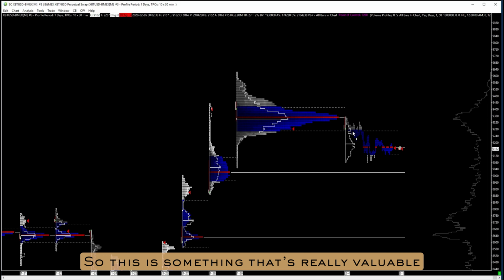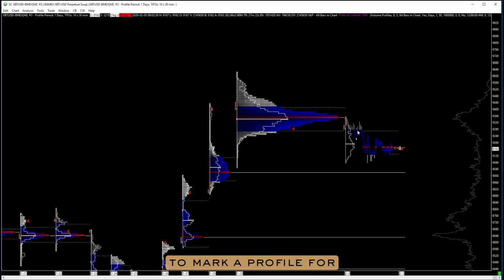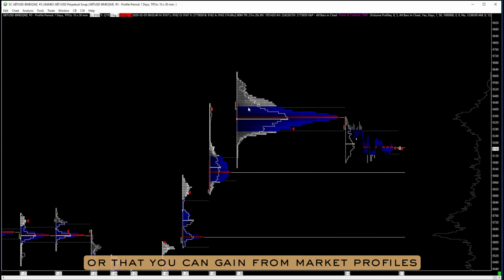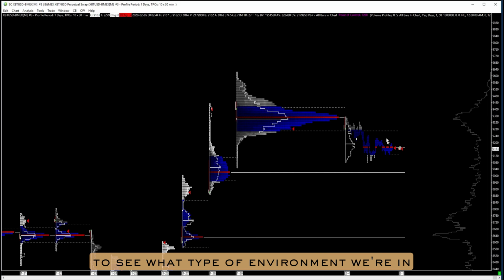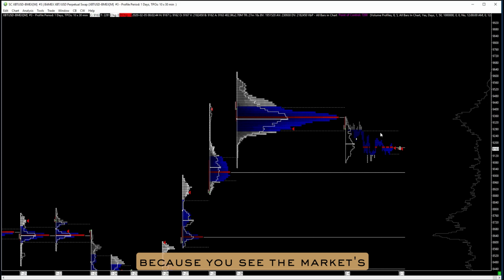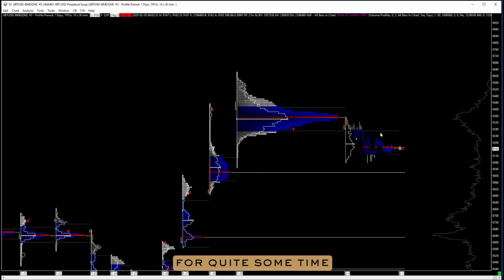So this is something really valuable that you can pay attention to market profile for, or that you can gain from market profiles, to be able to see what type of environment we're in. That's where you could take these higher probability breakout trades. We have a little bit more confidence because you see the market's been stuck in this range for quite some time.